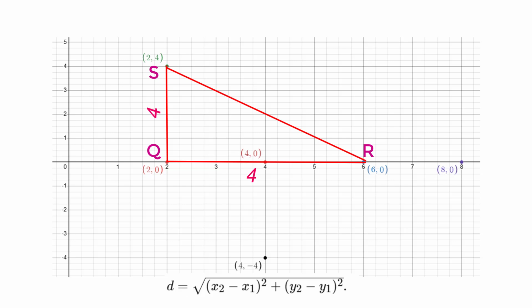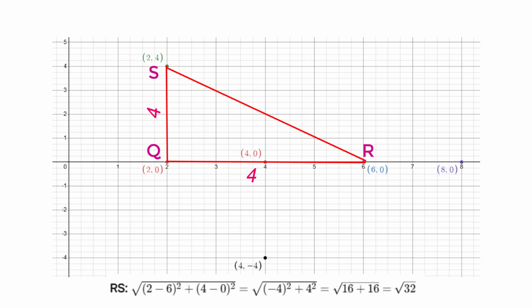The change in x is 6 minus 2, which is 4. The change in y is 0 minus 4, which is negative 4. So the distance becomes the square root of 4 squared plus negative 4 squared, equals 16 plus 16. That gives us the square root of 32. So triangle QRS has three side lengths: 4, 4, and square root 32.